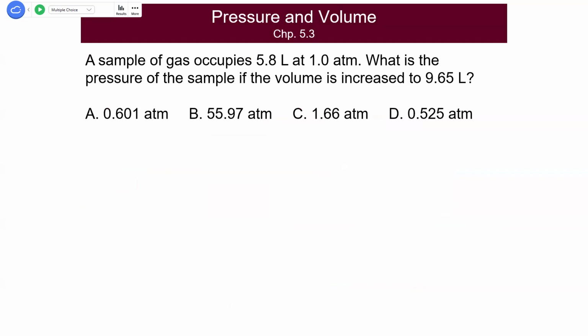Okay, so now let's do this question. Let's put it into action. A sample of gas occupies 5.8 liters at 1 atm. What is the pressure of the sample if the volume is increased to 9.65 liters? Before we even begin, what is happening to our volume? It's increasing. So what should we expect the pressure to do? We should expect it to decrease.